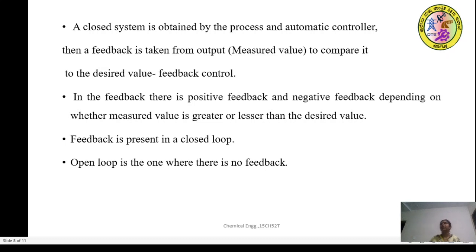Whatever output we get is the final output. For example, if the process variable, such as temperature, is desired at 70 degrees, what if we are getting 65 degrees in an open loop control system? That will be the final output of that control system. So we call it an open loop control system.